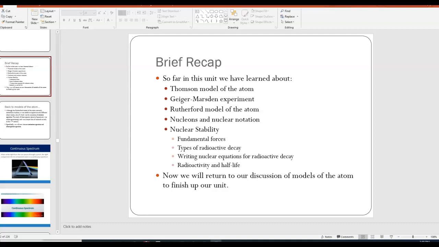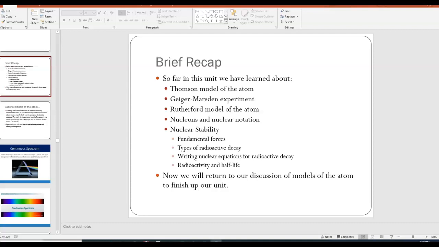After that, we moved on to nuclear stability. We talked about the different fundamental forces. There are 4 fundamental forces in the universe. 2 of them have to do with nuclear stability, and we talked about how the strong nuclear force and the electrical force, the Coulomb force, have to be in balance in order for an atom to be stable. And if they're not, then you have a radioactive atom.